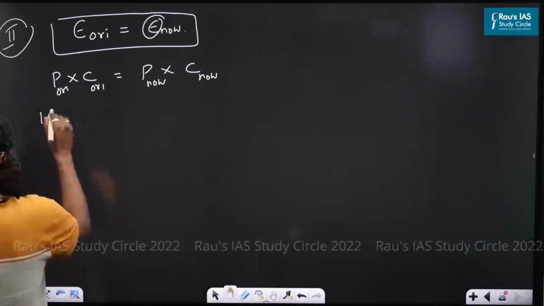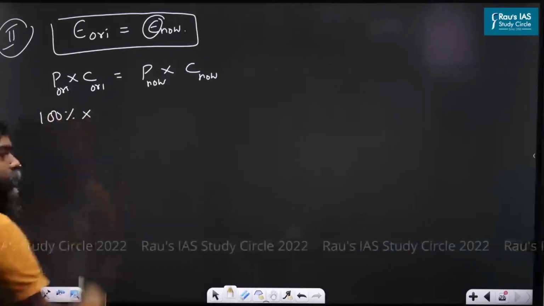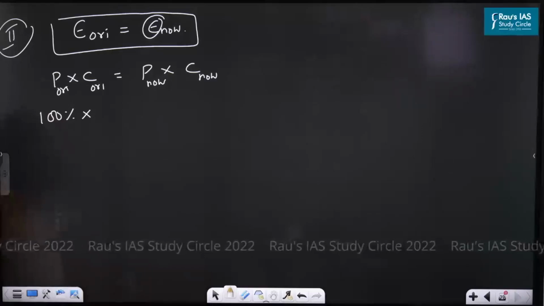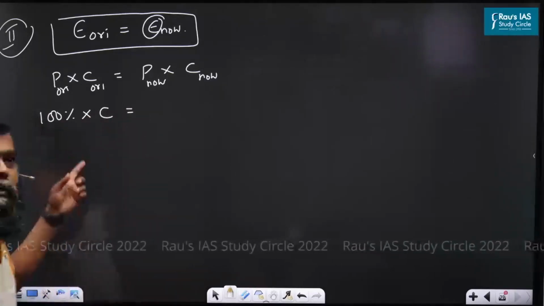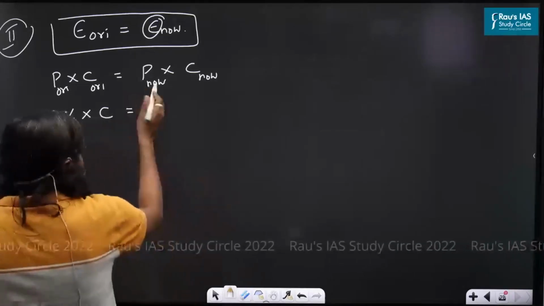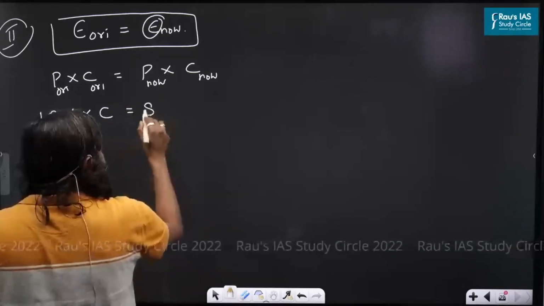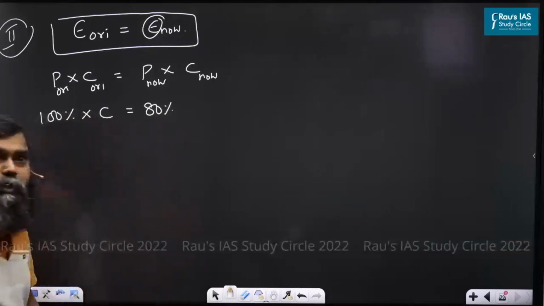So I am assuming 100%. What is the consumption originally? We don't know. Assume X or C. I hate the word X, that is why I am writing C. What is the price now? 20% decreasing. New price is 80%. Are you understood?